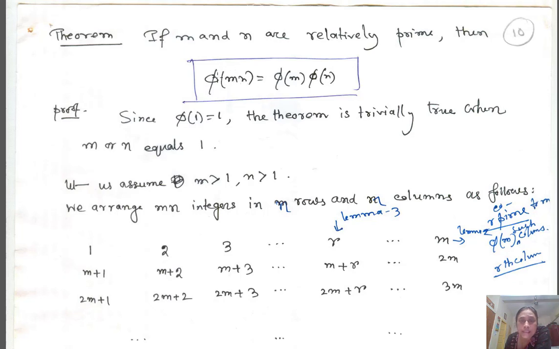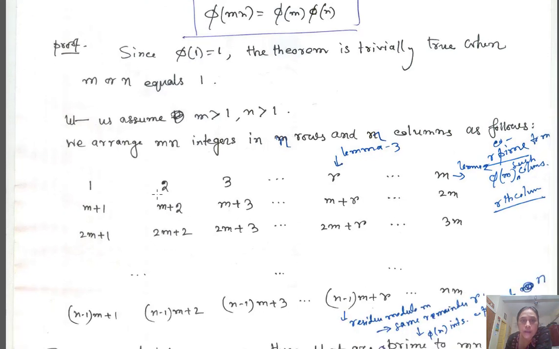So all the integers from 1 to mn I write in this array. 1, 2, 3, up to m, then m plus 1, m plus 2, up to twice m, then twice m plus 1, twice m plus 2, and so on, up to n minus 1 times m plus 1, n minus 1 times m plus 2, up to nm. This way I write. So this is 1, 2, 3, some r, then m plus 1, m plus 2. We write all the elements up to mn into this rectangular array.